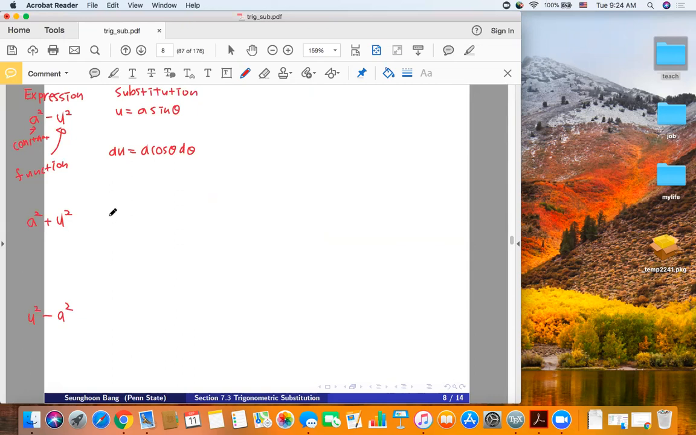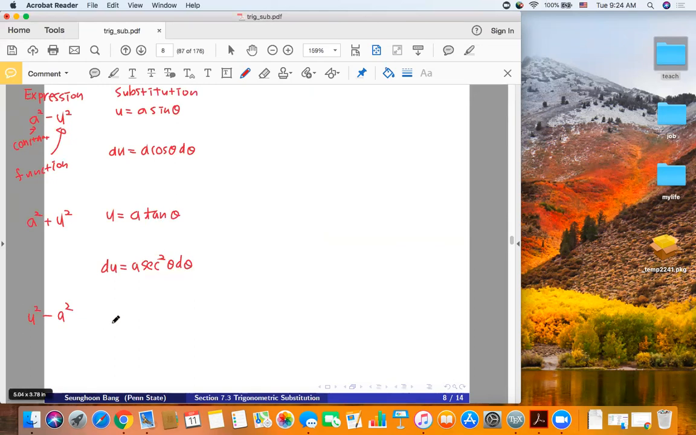Second expression, a squared plus u squared. Here u is a times tan theta. The du is a times the derivative of tangent theta, which is secant squared of theta d theta.